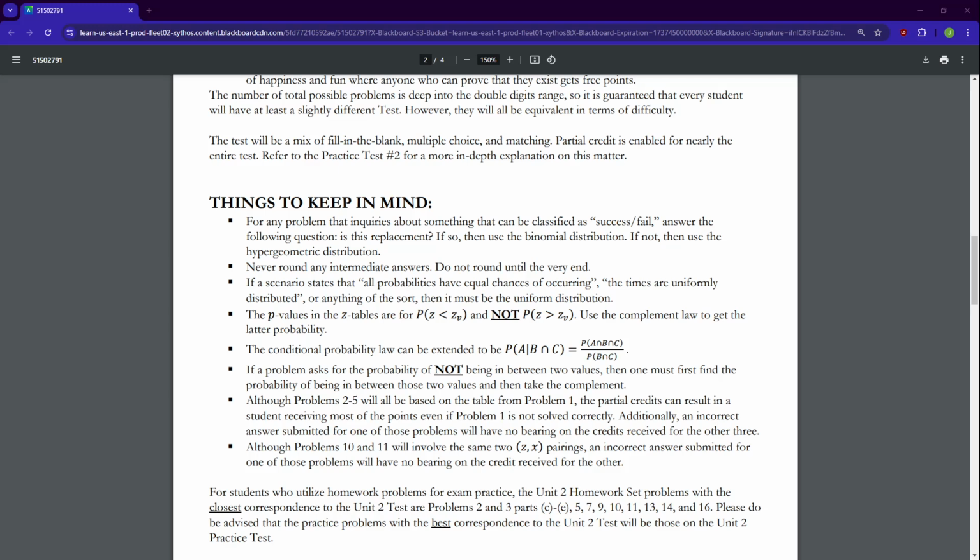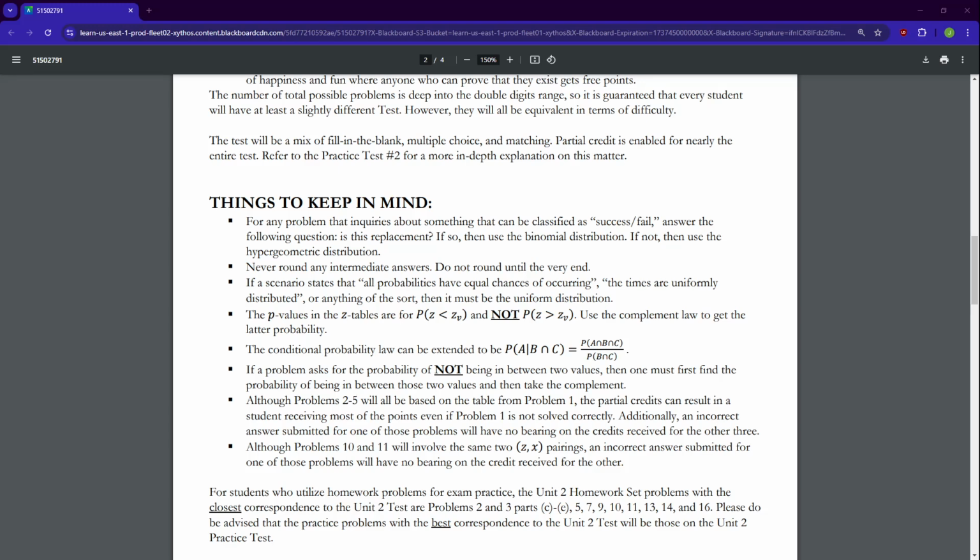When you're dealing with your z-tables, do not forget that these give you the probability of being below some given z-score and not above it. So if it asks you for the probability of being above some z-score, you have to get in the table, find the value, and then subtract that from 1 by using the complement law. If you don't subtract it from 1, you will receive partial credit.